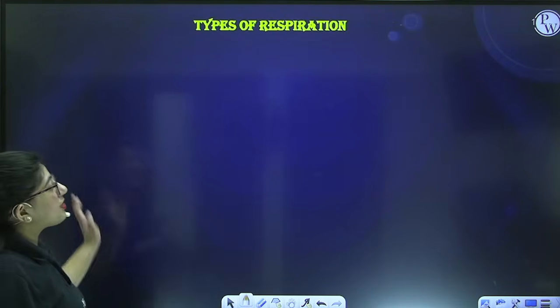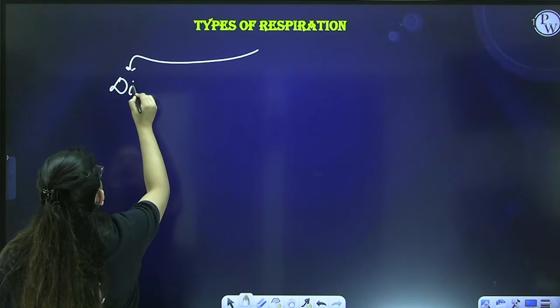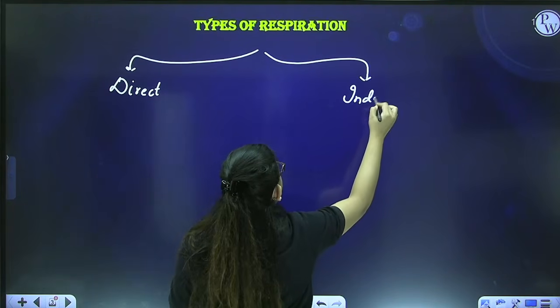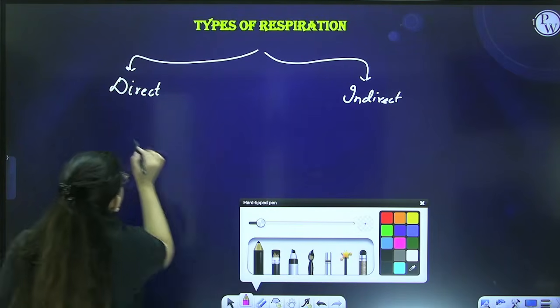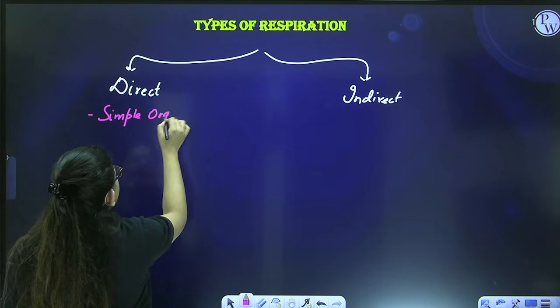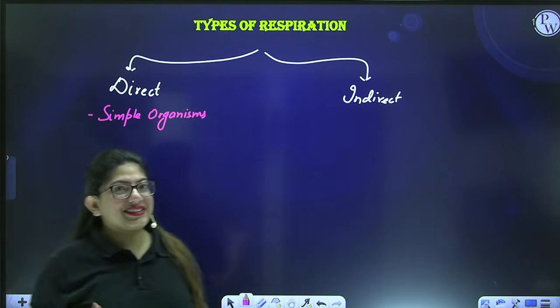Now, what are the various types of respiration? There are two types of respiration. One is direct, another is indirect. So, what happens in direct respiration? This occurs in simple organisms, whose body is not so complex, guys. Just like we have amoeba. Amoeba is just a single cell animal.